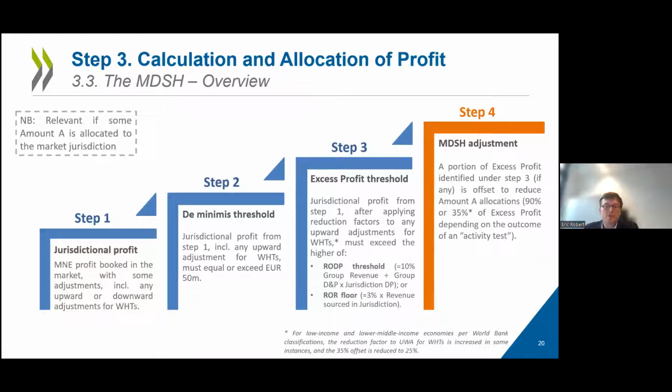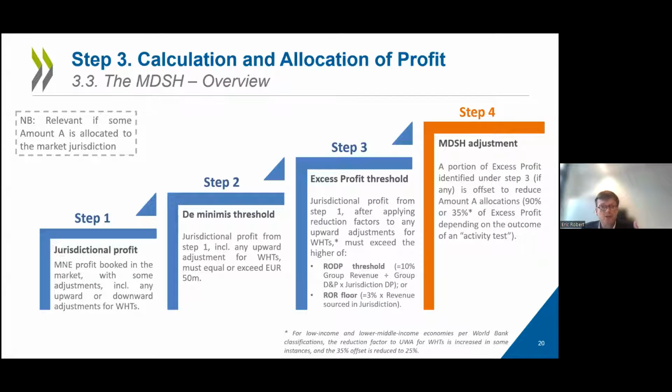But here we are building on rules that are already applied for the purpose of elimination of double taxation and rules to determine a jurisdictional profit measure that will be described later by Chris. So we start with locally booked profit, we do some adjustments, and you will see it's mentioned here, but I will come back to that later.